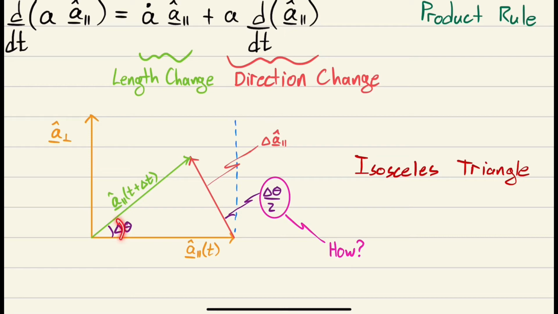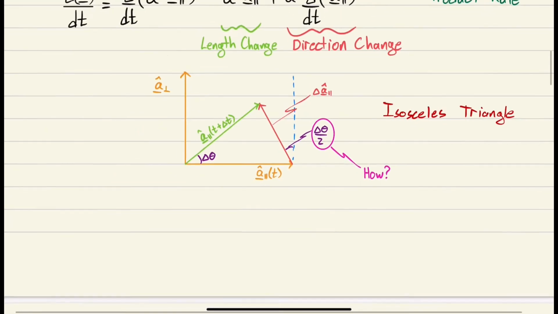So we have delta theta here. That tells us that off of the vertical, this vertical blue line drawn here, this angle here is delta theta over 2. How, Brian? How is that delta theta over 2? Well, I'm glad you asked. I'll tell you. This here is an isosceles triangle, because this length here, this orange length, that's a unit vector. This green one, that's still a unit vector. So those two sides have the same length. Keep that in mind, isosceles triangle.